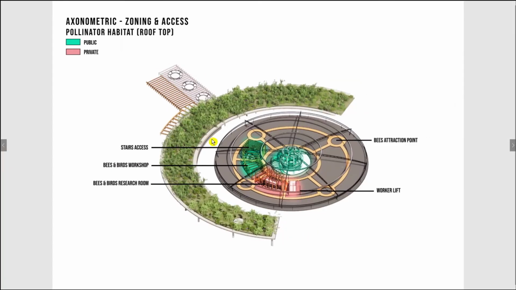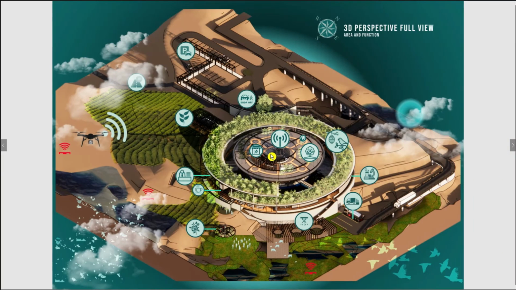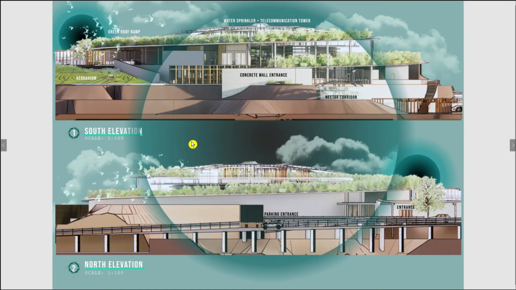So this would be the axonometric view of the roof level. There will be a workshop and a research room. And this is the bees attraction point where the visitors attract pollinators after the workshop. So this is the 3D perspective full view diagram showing the activity points and how it sits on the site. This is the elevation view in 1 to 100 scale.